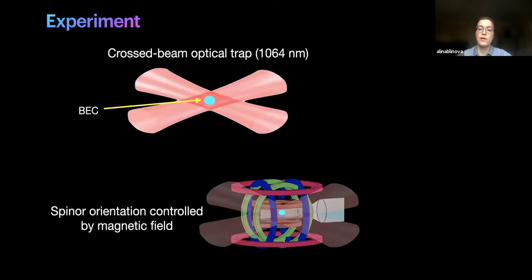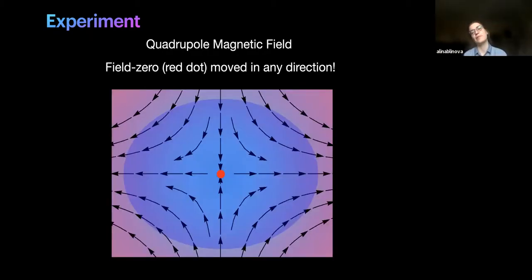And here is a blow up of what we imagine it looks like. The main thing is this quadrupole shape field. The black arrows here are the magnetic field. With 3 pairs of Helmholtz coils, we're able to move the field zero, which is the red dot in this case, in any direction, which allows us to create all kinds of topological excitations in the condensate.